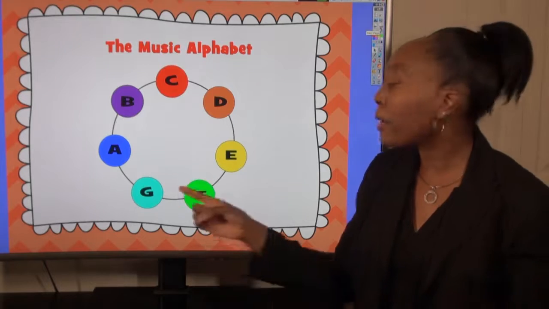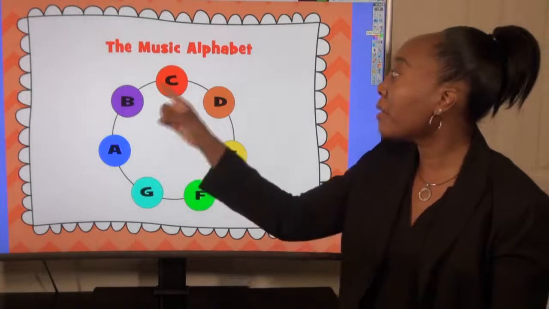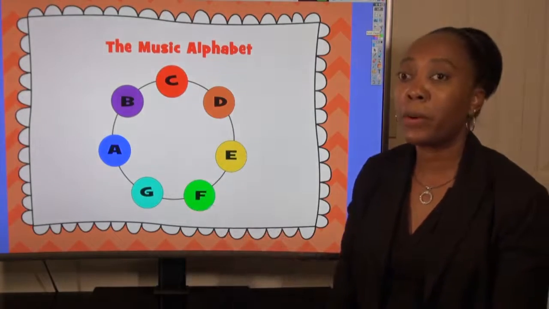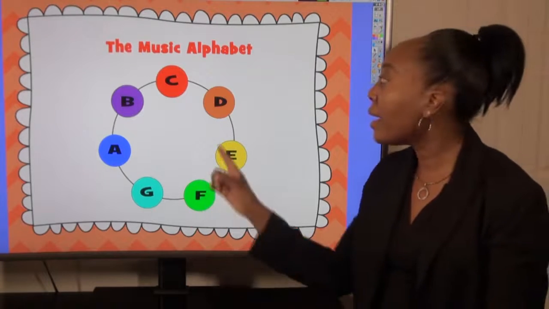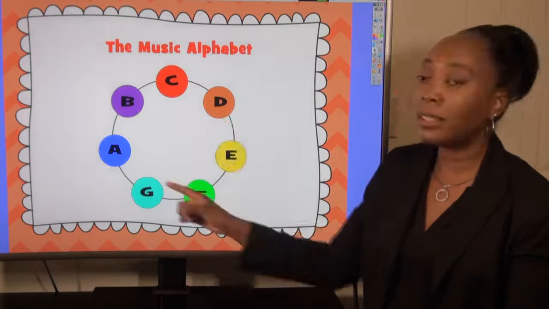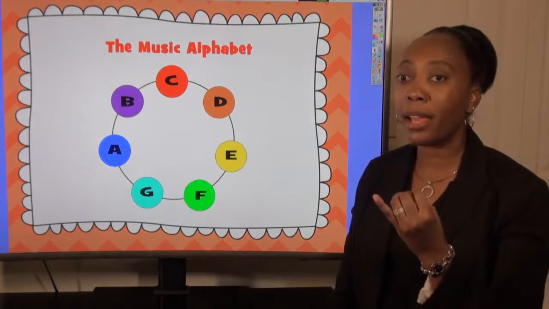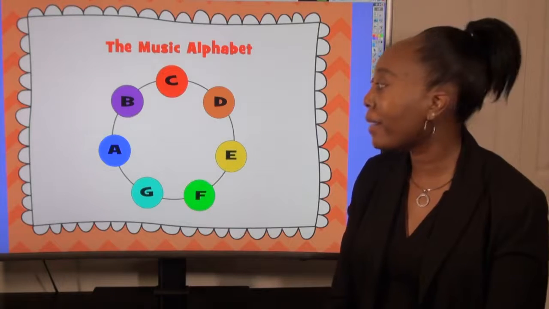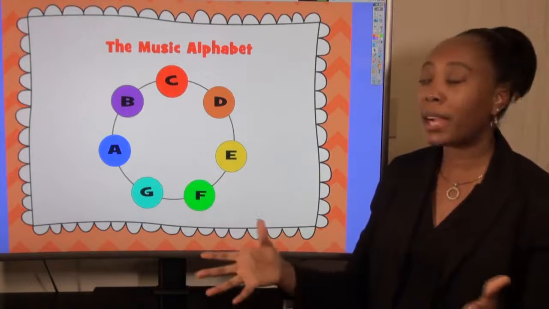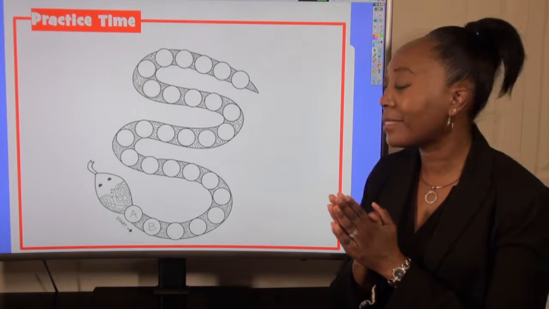Sometimes in music we go backwards, or we even skip some notes or letters. In this case, we're dealing with the music alphabet, but we never change the letters. We always go from A to G. And that's our music alphabet. All right, so let's have some practice time.